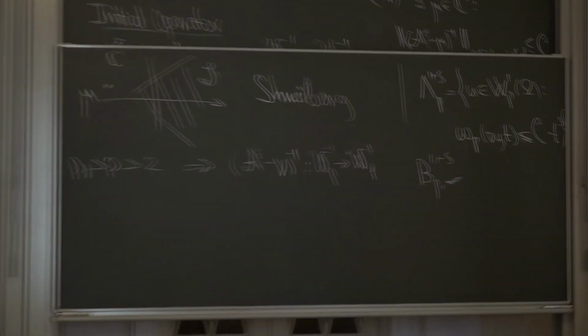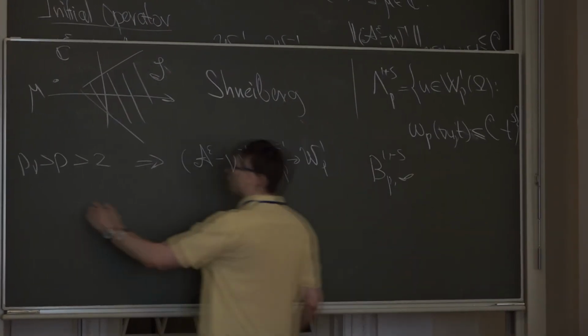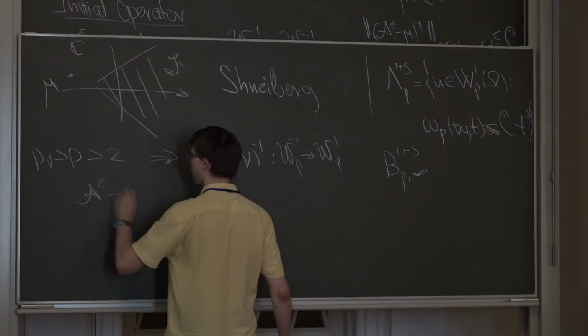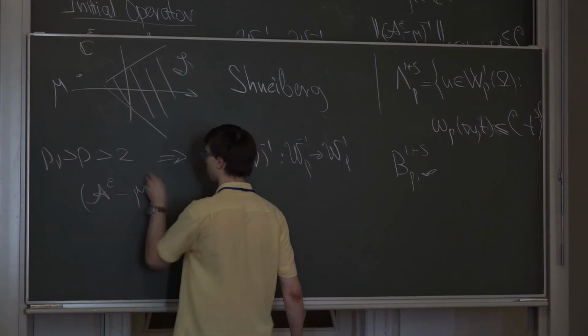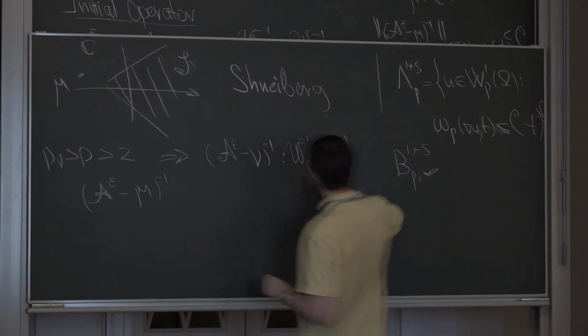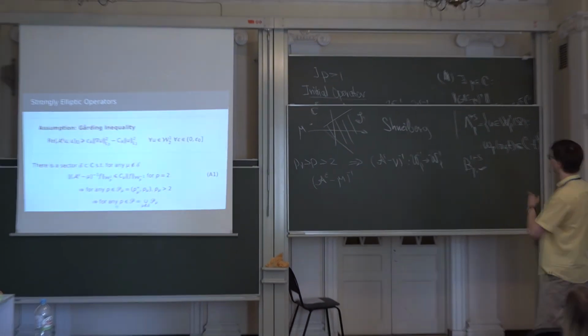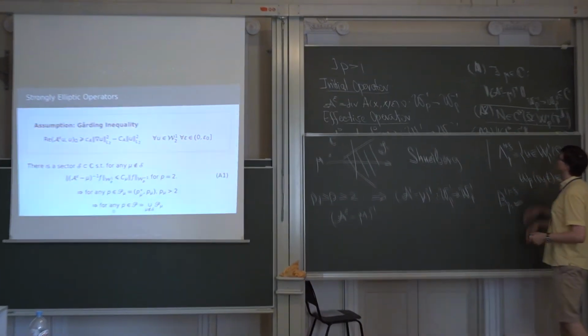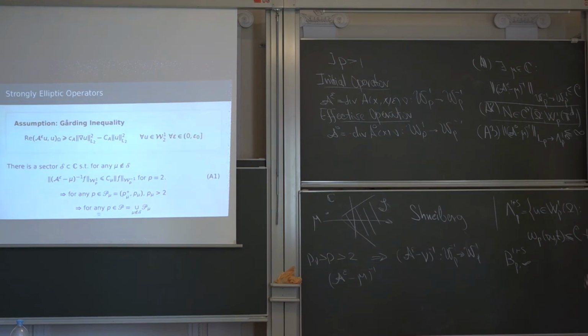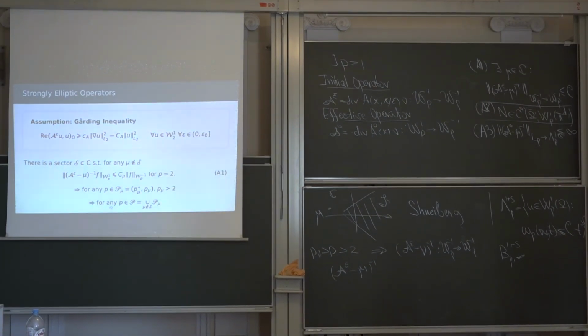And now I want to prove that, in fact, the resolvent of A epsilon at mu is also bounded between these two spaces. That's in fact our assumption 1. The resolvent of the initial operator is uniformly bounded for any p in the set capital P. That's assumption number 1.